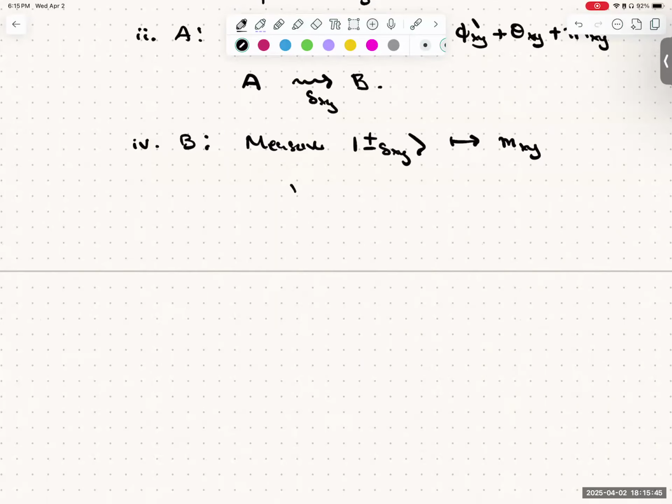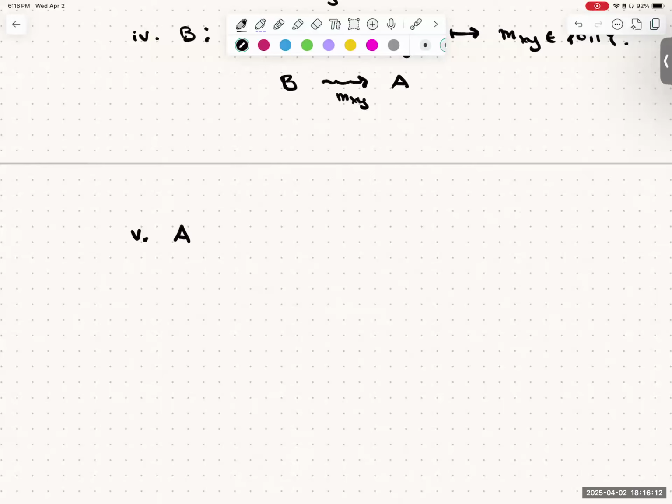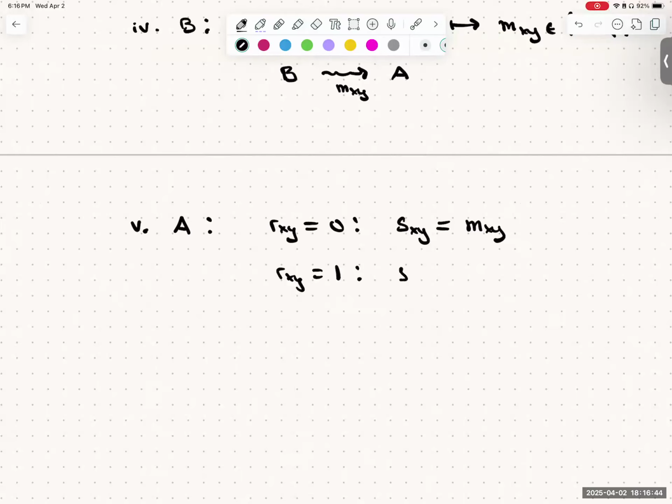And then Bob sends the measurement outcome m_xy to Alice, which is just a bit, the outcome of the measurement. Finally, now Alice has to do the following thing. She needs to decode what's sent to her, and then we'll show that this is in fact correct. Because Alice knows what r_xy is, if r_xy is equal to 0, then the actual measurement outcome that she wants, s_xy, is equal to m_xy. Otherwise, if it's equal to 1, then the measurement outcome is equal to m_xy plus 1.